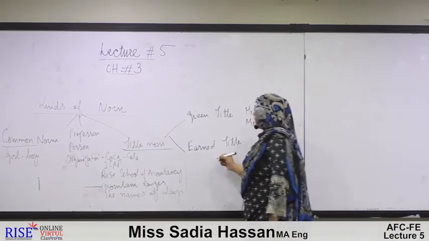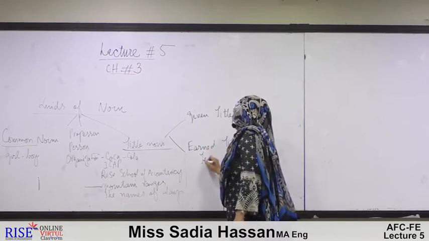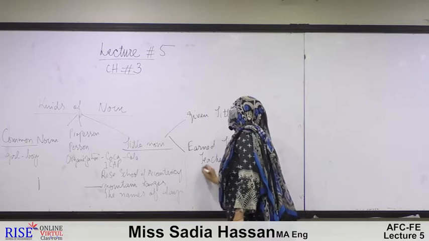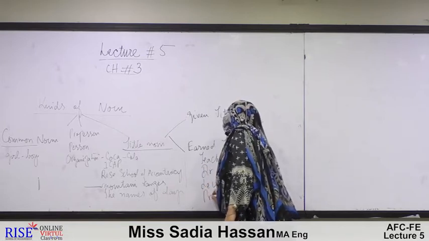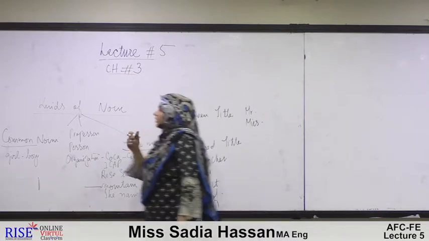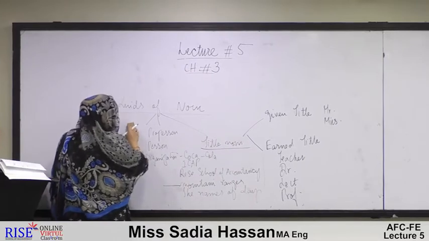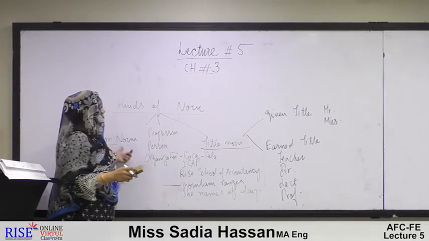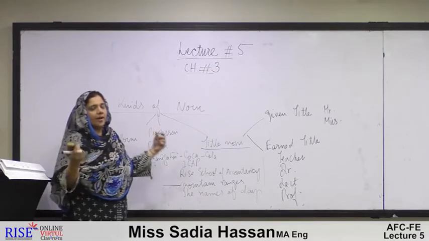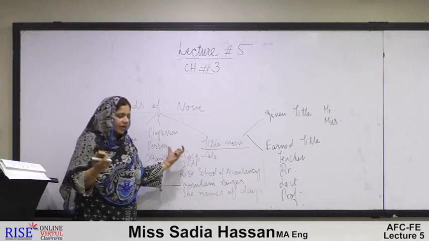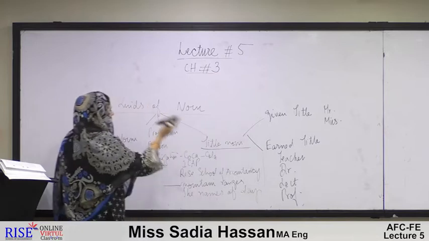Earned titles are all the professional titles: teacher, accountant, doctor, lecturer, professor. They are called earned titles, okay? This is the third type of noun. These were three basic types of noun: common, proper and title. We have discussed that common name is a name given on the common attribute, proper is the specific name, and title noun is the Mr., Miss or the given and earned title.